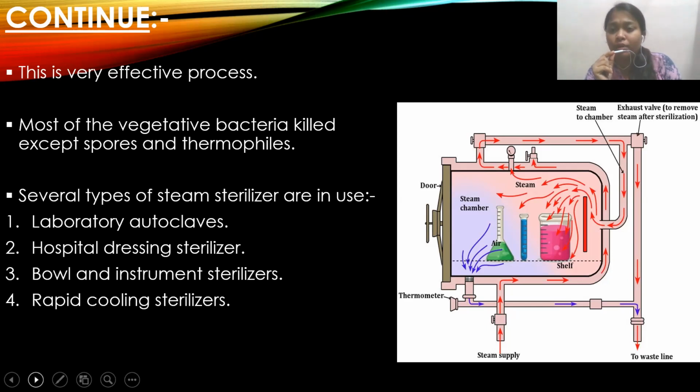Autoclaves are of two types. They may be horizontal or vertical. See the diagram. The door, the steam chamber, the air, the shell, the steam, steam to chamber, exhaust valve. Its purpose is to remove steam after sterilization. Vent line, steam supply, thermometer.